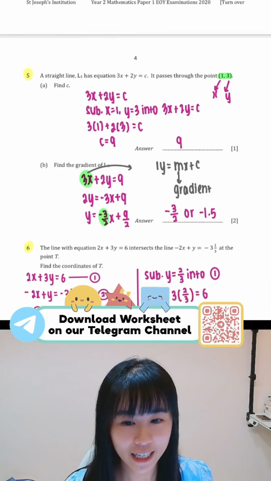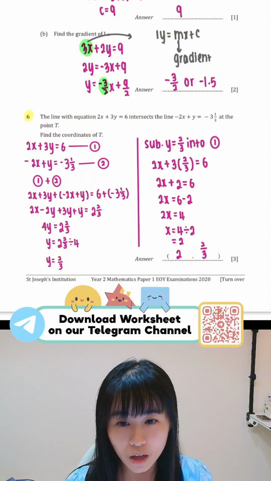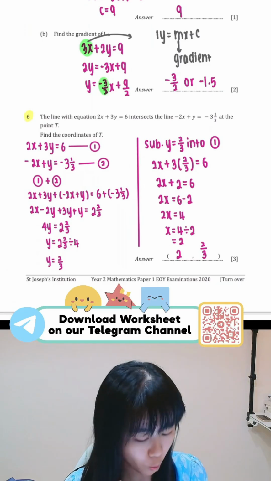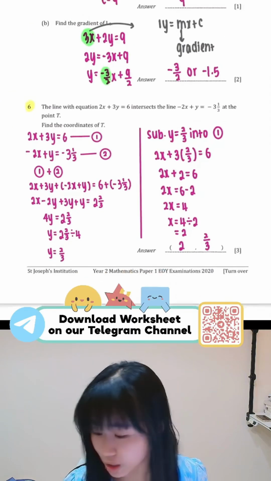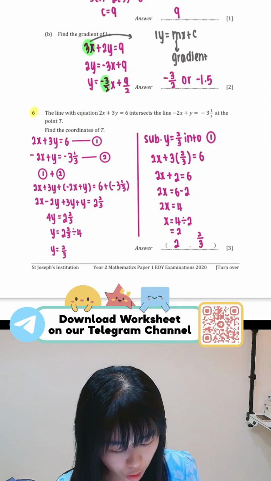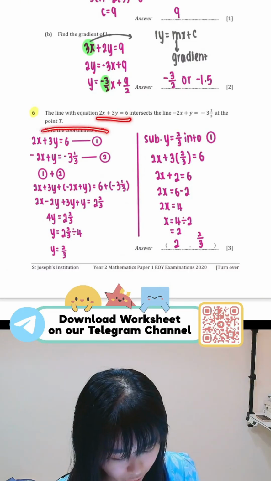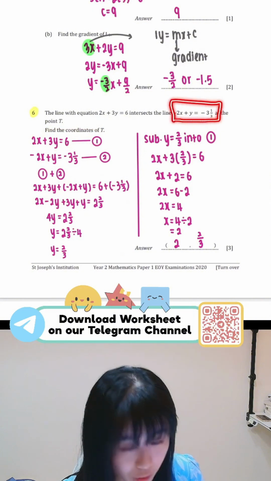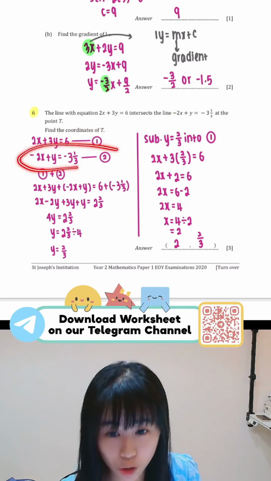Okay, next one. For question 6, I will just tell you the approach because I feel it's quite doable, so I can spend more time on other things. For question 6, you're given 2 equations. The first equation, 2x plus 3y equals 6, given here. And then you are given negative 2x plus y equals negative 3 and 1/3, which I put as equation 2 here.